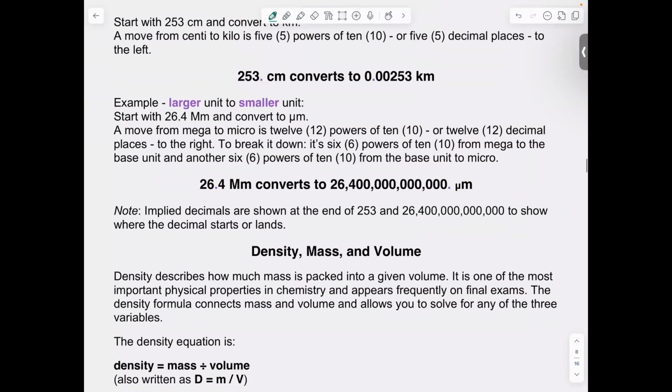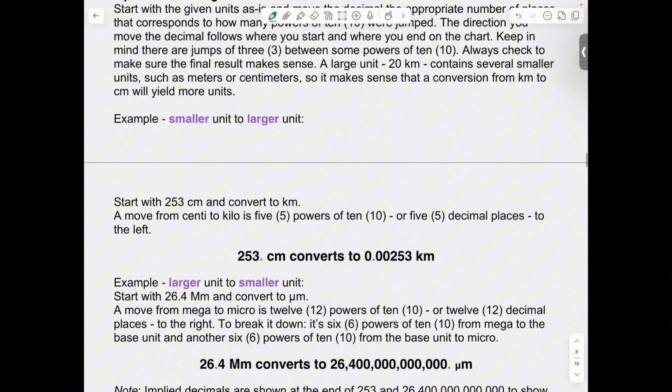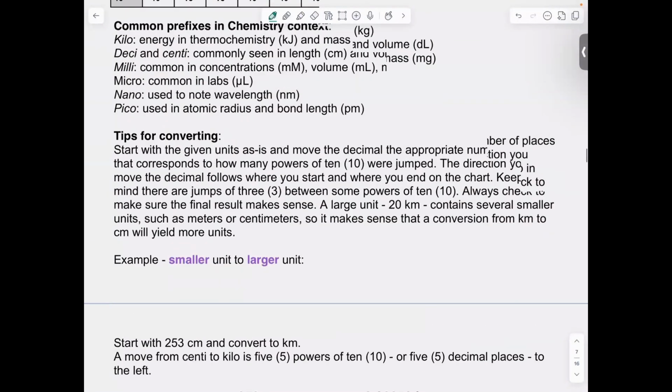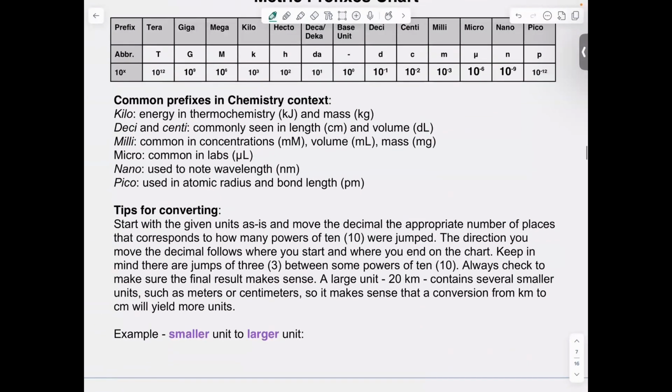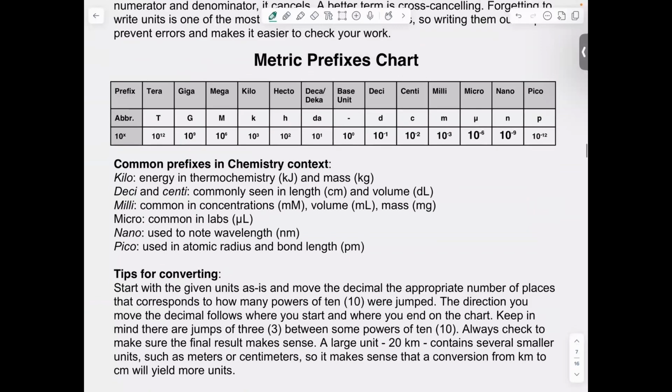I'm also going to discuss, as I scroll up here, as I'm talking, we're going to look at metric prefixes and how we can easily convert. And I'm going to use this chart as the foundation for doing that.